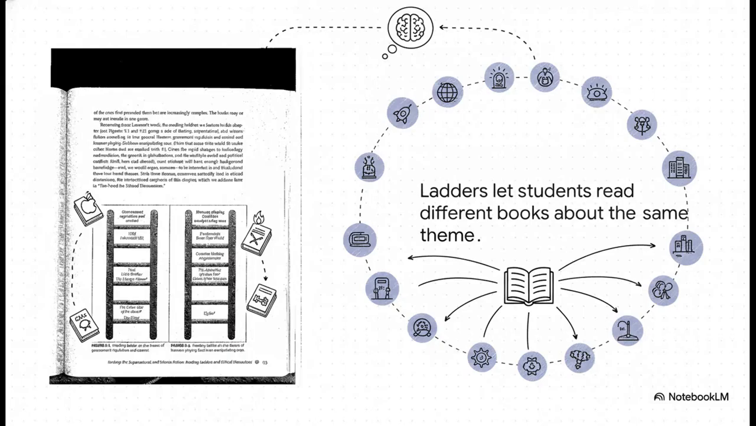And check this out. This is what it looks like in practice. It's so clear here. On that ladder on the left, one kid can be reading The Giver, another can be tackling The Hunger Games, and someone else can dive into Fahrenheit 451. They're all reading different books, but every one of them is exploring the exact same theme of government control.